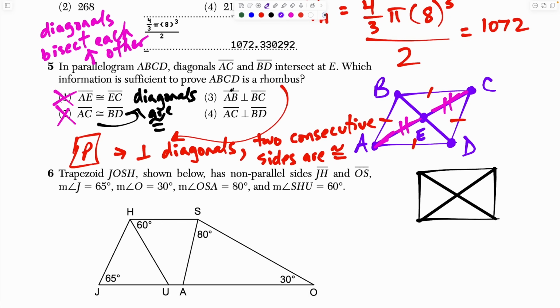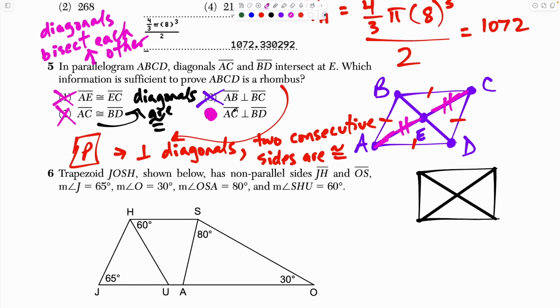So AB is perpendicular to BC. Well, if you have a parallelogram with a right angle, that makes a rectangle, not a rhombus. So that's not guaranteed to upgrade a parallelogram to a rhombus on its own. So now just by process of elimination, it has to be the last one, but let's see what's going on here.